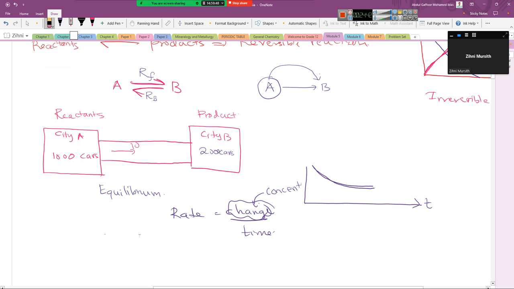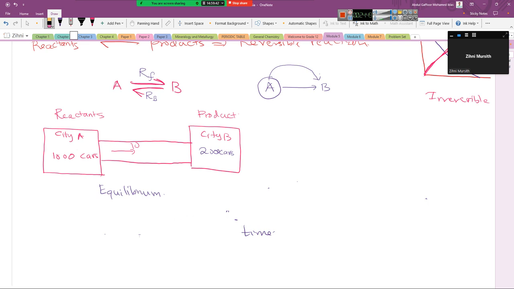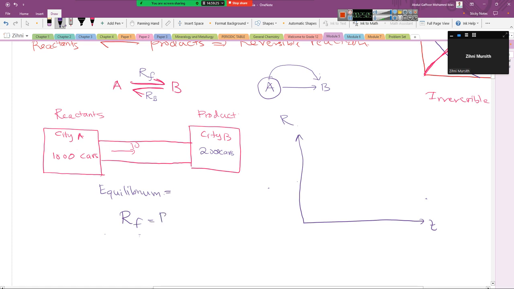I will tell you, with this idea we will draw a graph for the rate versus time change for a reversible reaction. Okay, now listen. Let's say this is time and this is rate. Now you see, at equilibrium Rf is equal to Rb, which means the forward rate of reaction is equal to the backward rate.